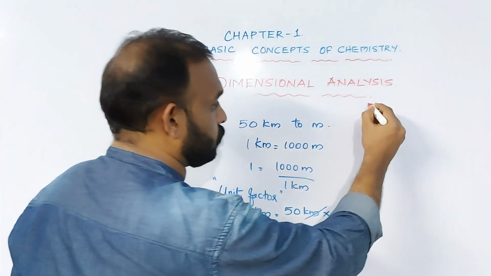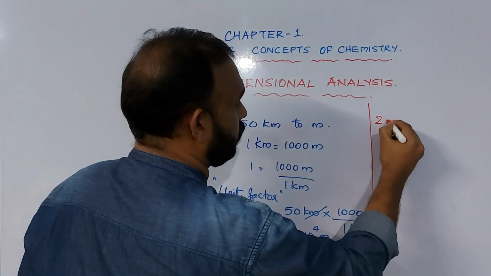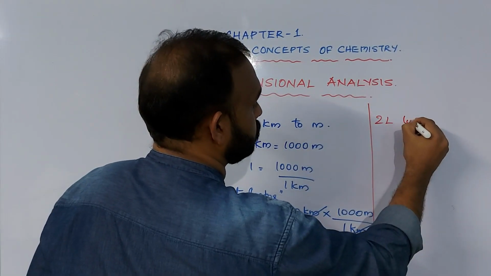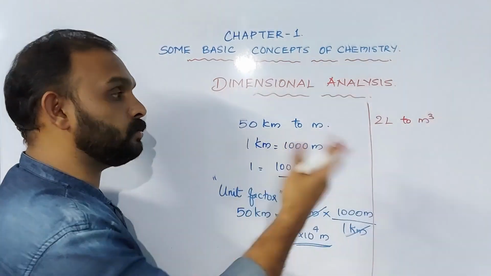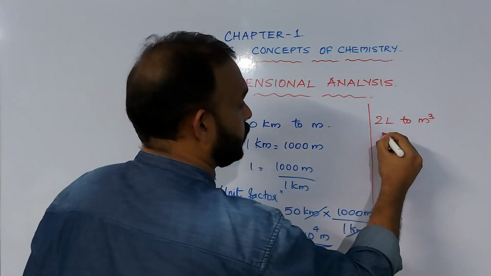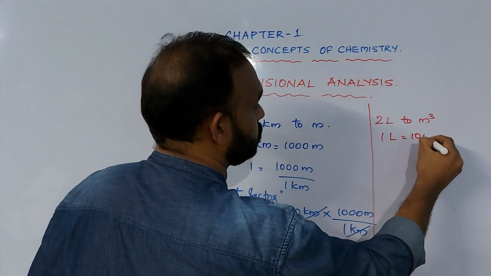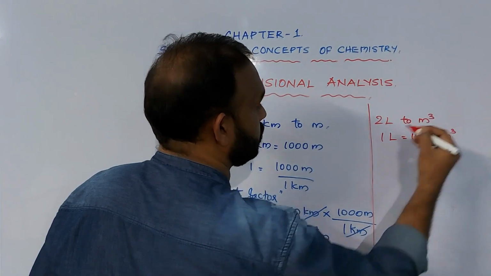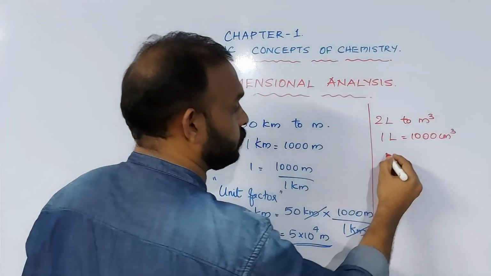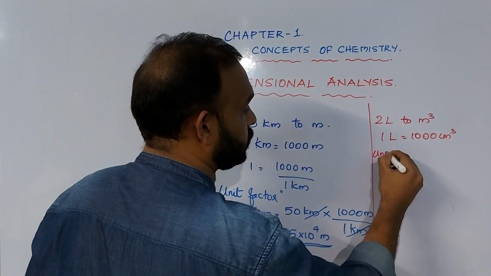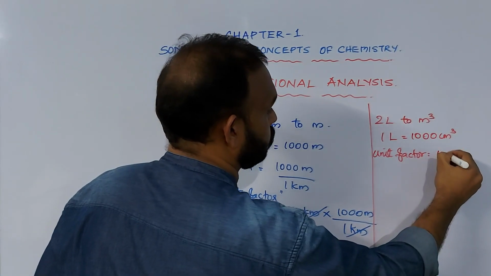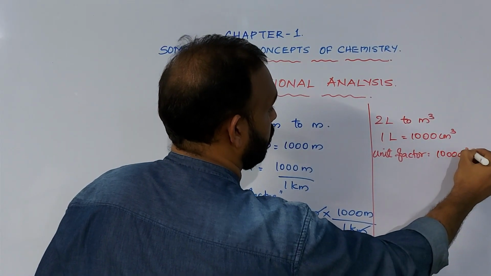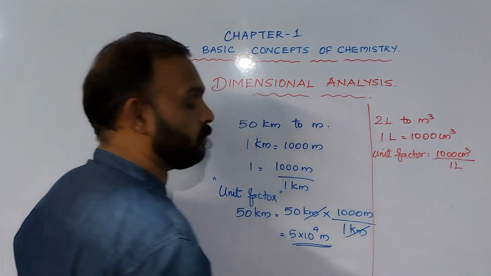I will solve one more question here. I want to convert 2 liter to meter cube. We know that 1 liter is equal to 1000 centimeter cube, and from this we can write a unit factor. What is the unit factor? That is 1000 centimeter cube upon 1 liter.